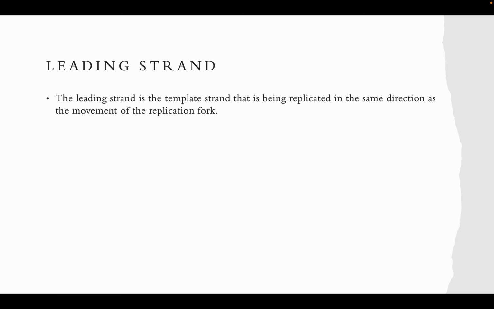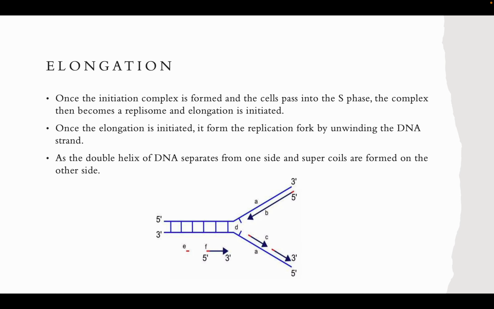Just to make it clear, the leading strand is the strand which is replicating in the same direction as the movement of the replication fork. Which means, as I have talked about, the DNA replicates from 5 to 3 direction, right? And this strand is also replicating in 5 to 3 direction. That's why this strand is called the leading strand and the opposite strand is called the lagging strand.